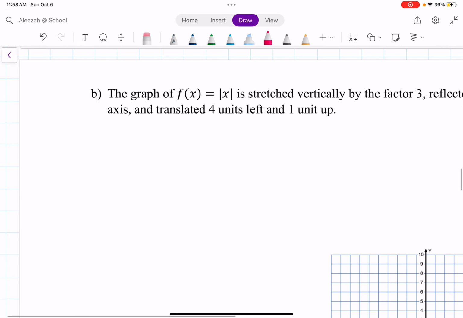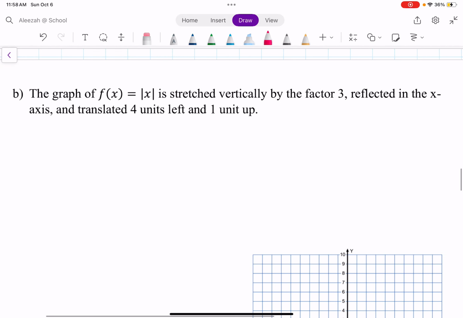Next is almost the same question, but a different function. So here my parent function is the absolute value function. And now first I write the transformations. So first write a, k, d, and c, right? It's vertically stretched by a factor of 3, reflected in the x-axis, so a is negative, and translated 4 units left. So there's no k, so it's 1. 4 units left means d is negative 4, and 1 unit up, so c is 1, right?